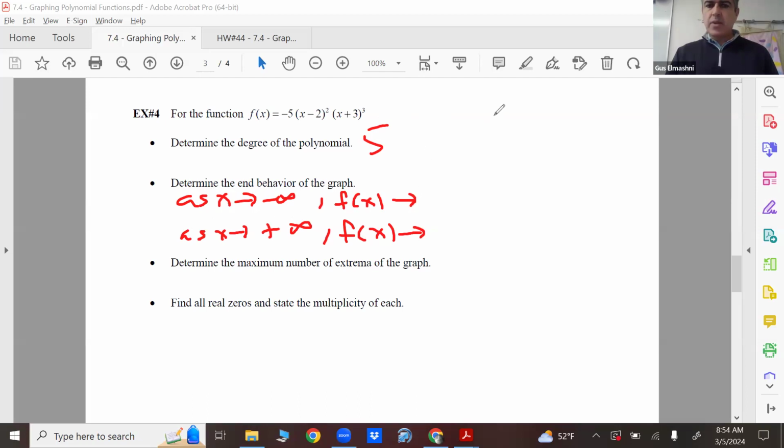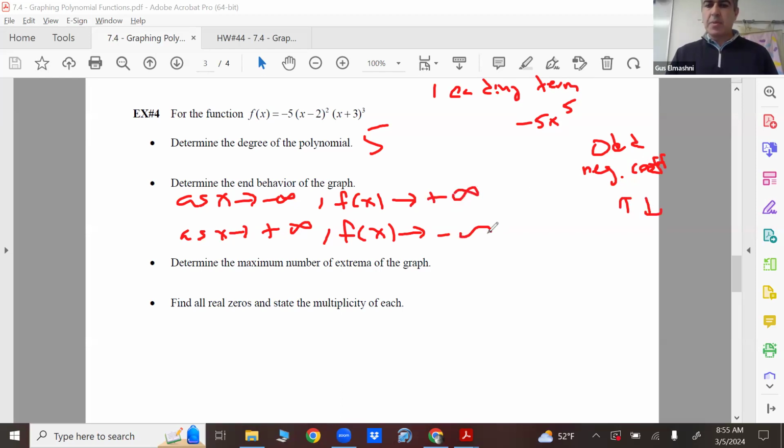So it's your leading term. What was the leading term again? X to the 5th power, right? So it's odd with a negative coefficient. So I expect the arrows to look like this. So it's positive infinity and negative infinity. It's okay to draw those arrows, but formally you've got to write it like this with the infinity part. But yeah, that's what we expect to happen.